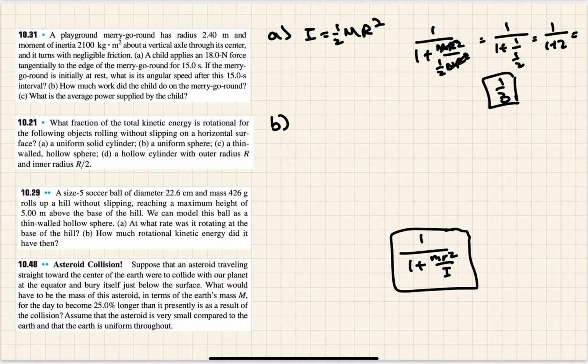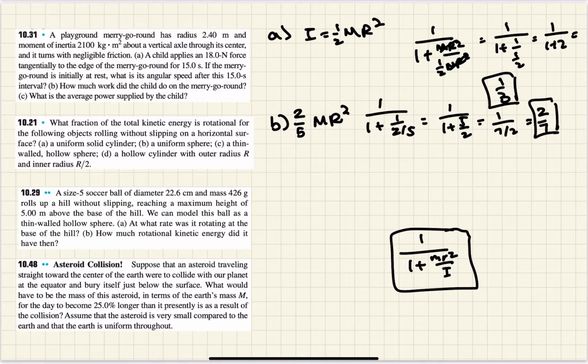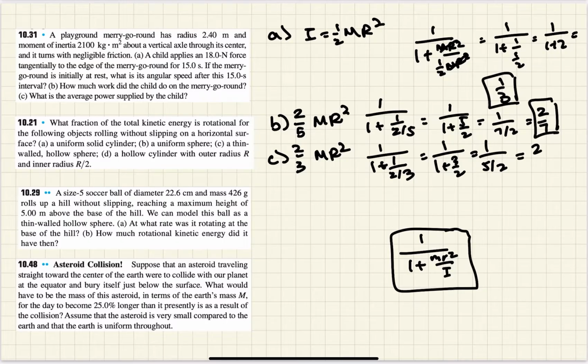Second one is a uniform sphere. We didn't encounter that, I think, but that's 2/5 mr squared. So that becomes 1 over 1 plus 1 over 2/5 if you just simplify the mr squared like before. So that's 1 over 1 plus 5 over 2, which is 1 over 7 over 2, which is 2/7. And so that's going to be the answer for part B. C is a thin-walled hollow sphere. Again, don't know this, but it's 2/3 mr squared. Memorize it. Very helpful. That becomes 1 over 1 plus 1 over 2/3, which is 1 over 1 plus 3 over 2, which is 1 over 5 over 2, which is 2/5.